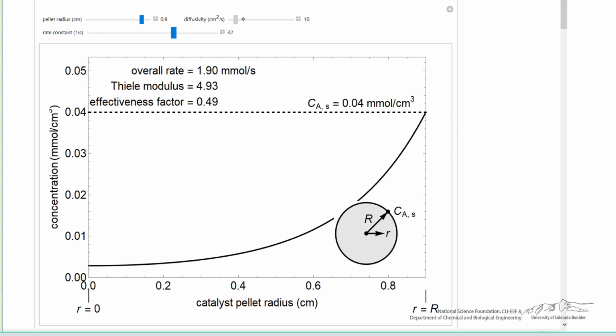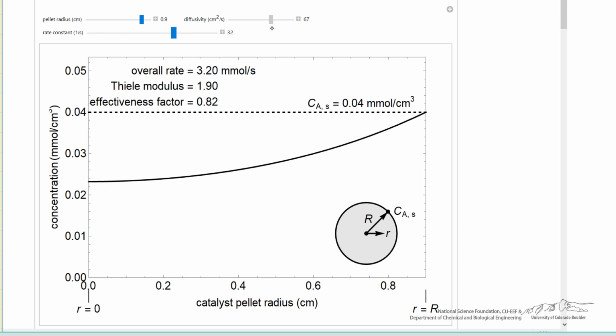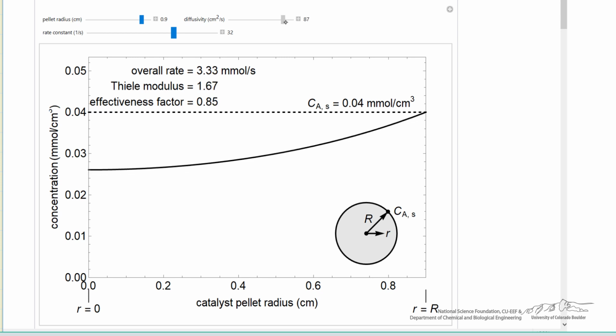If I increase the diffusivity, then the effectiveness factor increases and the concentration increases, because of this competition between diffusion and reaction. If I increase the rate that it diffuses in and keep the rate constant of reaction the same, then I can get a much higher effectiveness factor. And so to use a catalyst effectively, we want a high effectiveness factor.